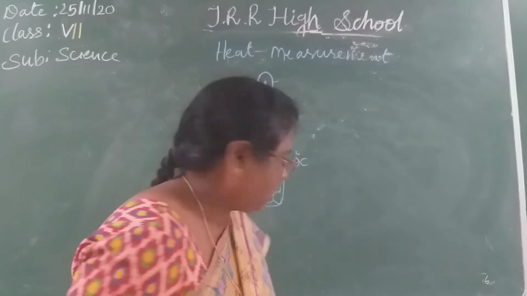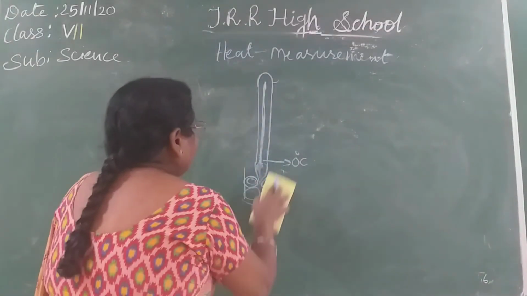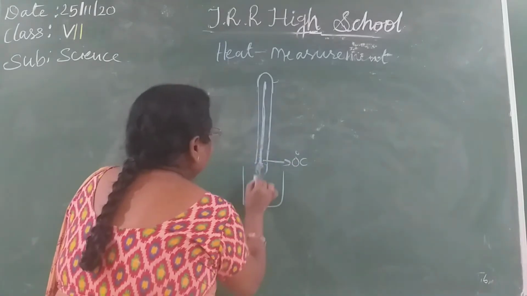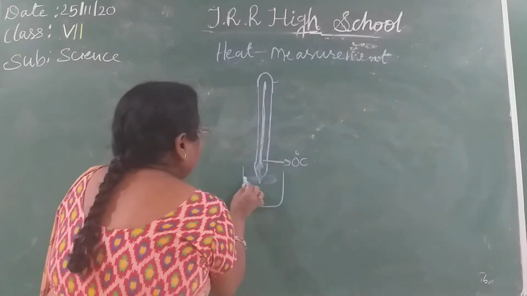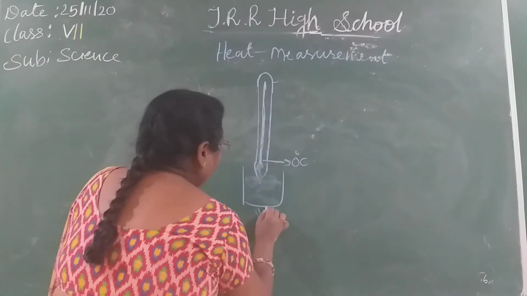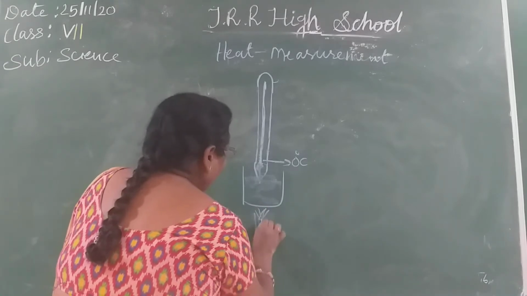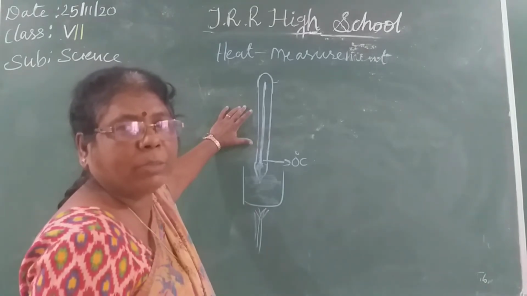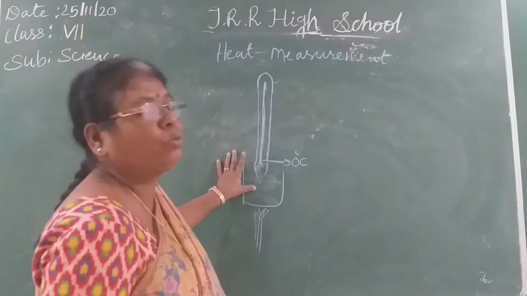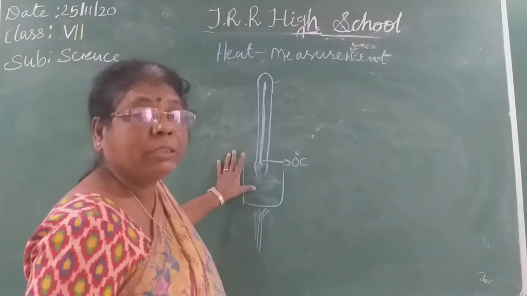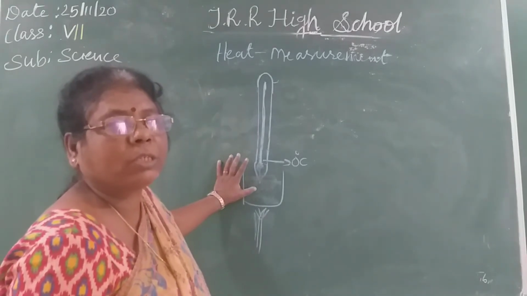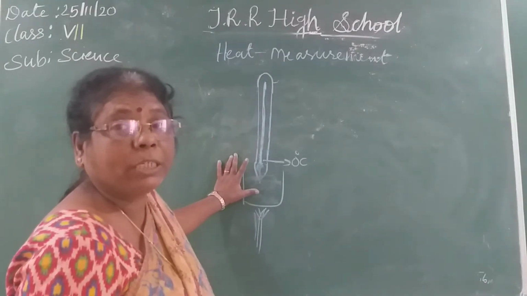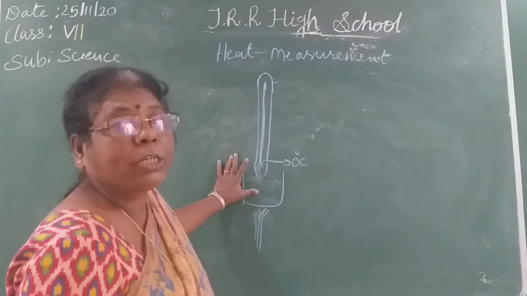Now, in the same way, take a vessel with water and heat the water. Wait till the water starts boiling and keep the thermometer in the boiling water. When the water changes into water vapor, at that time the water starts boiling. Now note down the temperature the thermometer shows you when the water starts boiling.